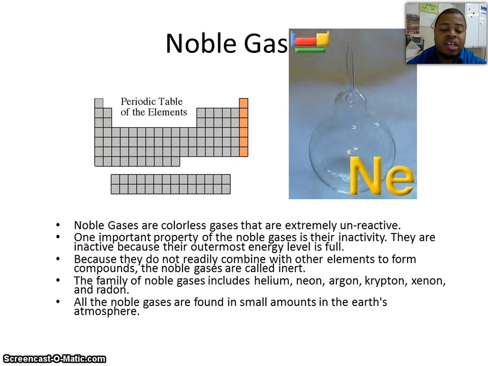Because the outer layer is full. Remember I talked about the octet rule. These have 8 electrons in their valence shell. Since they have those 8 valence electrons, they're not concerned with bonding or making any type of reaction with other elements, as the rest of them are. The goal of most of the other elements, all the other elements, is basically to be like this group.